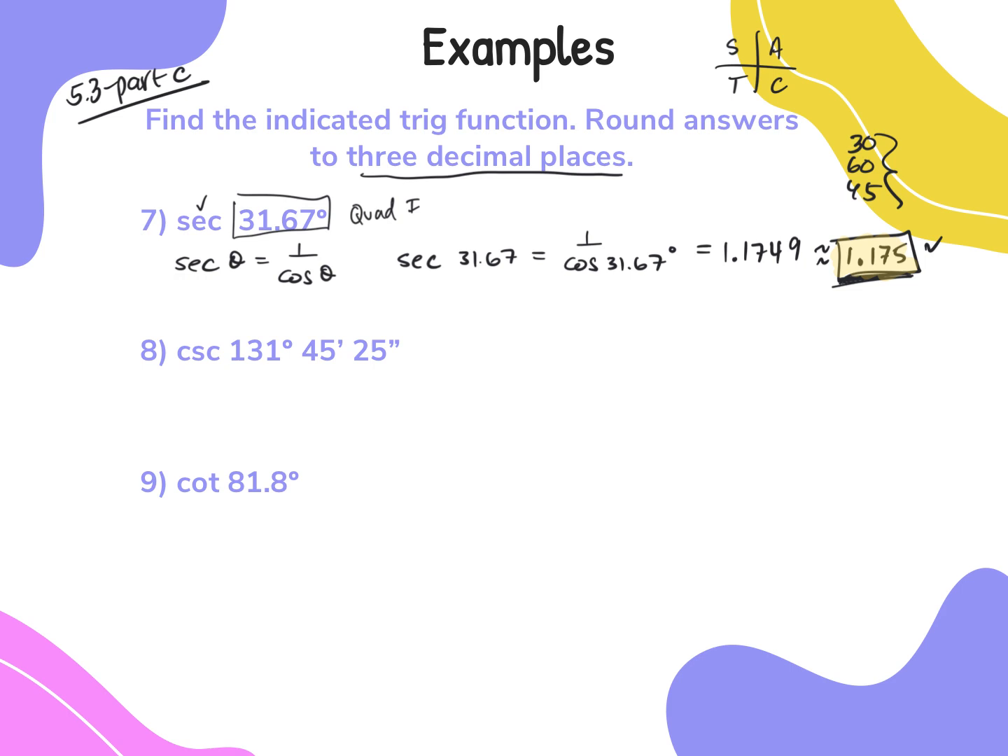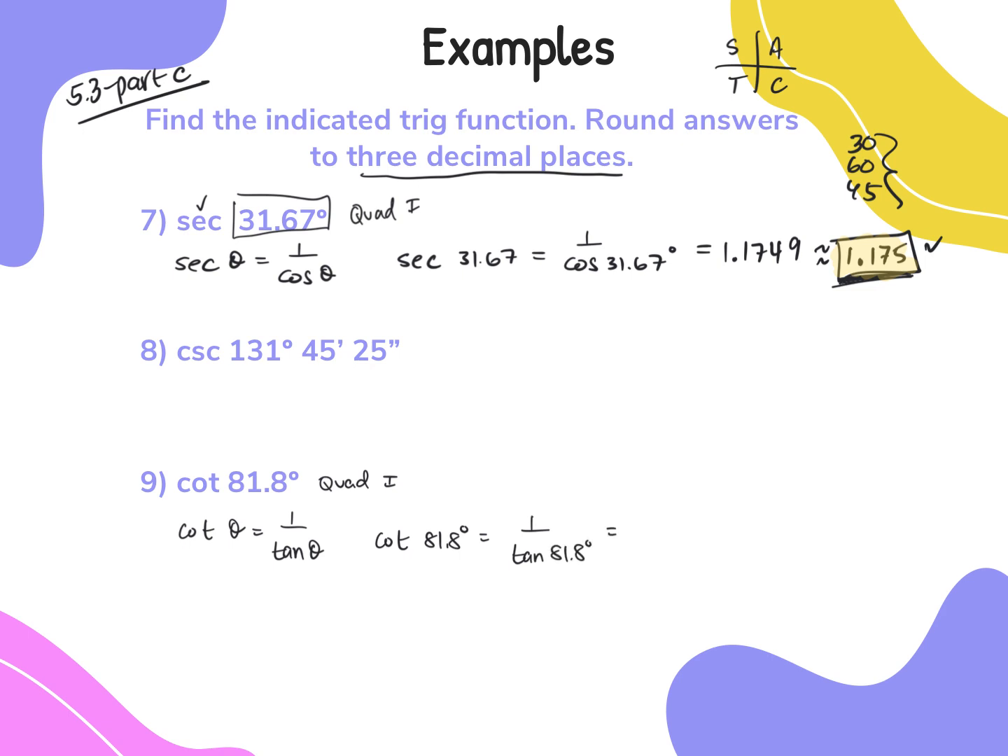So I'm going to go to number 9. In number 9, again, it's the cotangent of 81.8 degrees. Well, that's also an angle in quadrant 1. We know that the cotangent of an angle theta is equal to 1 over the tangent of theta. So it would make sense in this problem that the cotangent of 81.8 degrees is equal to 1 over the tangent of 81.8 degrees.